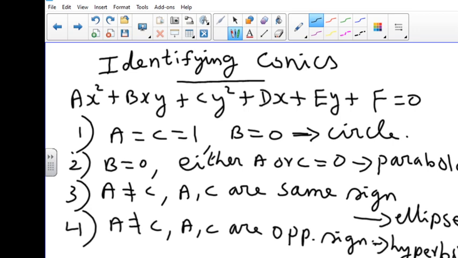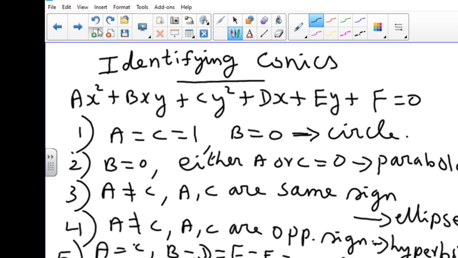We get hyperbola. Then the fifth one, when A is equal to C, B equal to D equal to E is equal to F is equal to 0, then we get x square plus y square is equal to 0. And see that it looks like a circle, but it is not a circle, it is a point. It is just a point. It is not a circle because radius is 0.